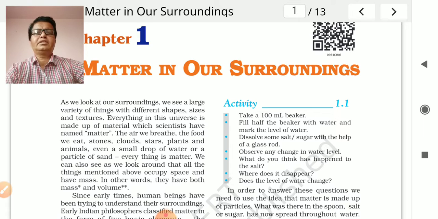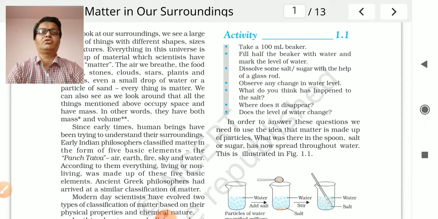Since early times human beings have been trying to understand their surroundings. Early Indian philosophers classified all the matter present around you or in the universe into five basic elements, called the Pancha Tattva. Which are the Pancha Tattva? Air, earth, fire, sky, and water. All these are called Pancha Tattva. In Marathi, it is also called Pancha Mahabhuta.